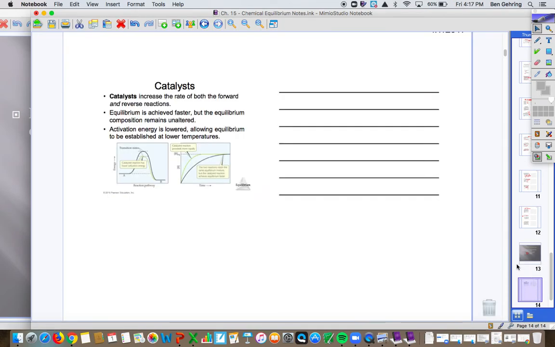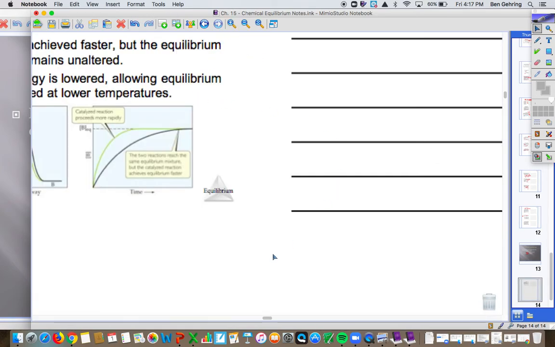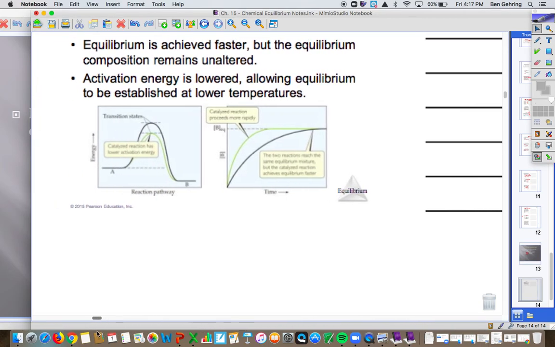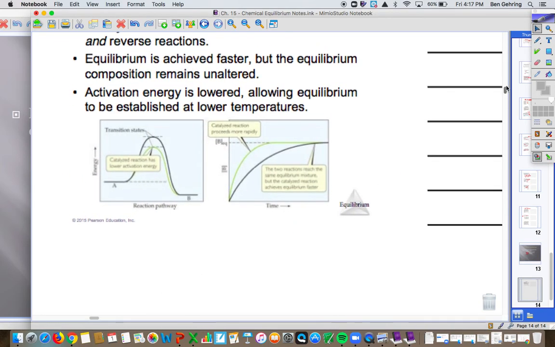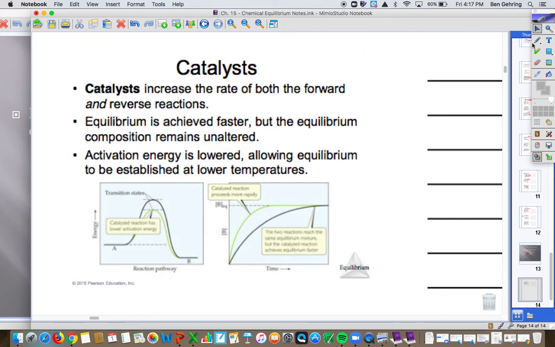All right. And so the last little bit is talking about catalysts. A catalyst increases your rate of both the forward and the reverse reactions. Doesn't matter which way, a catalyst is going to increase that rate. Equilibrium is achieved faster, but the composition remains unaltered. So we get to equilibrium faster, but it doesn't change how equilibrium happens.